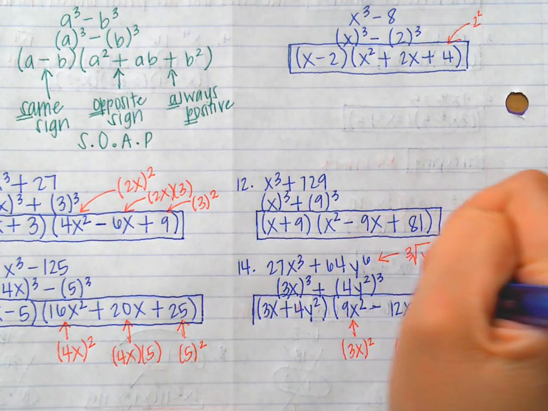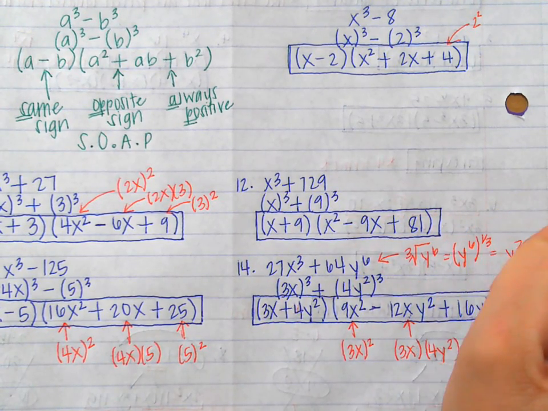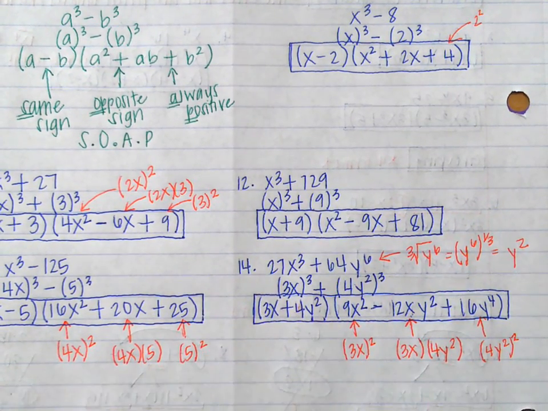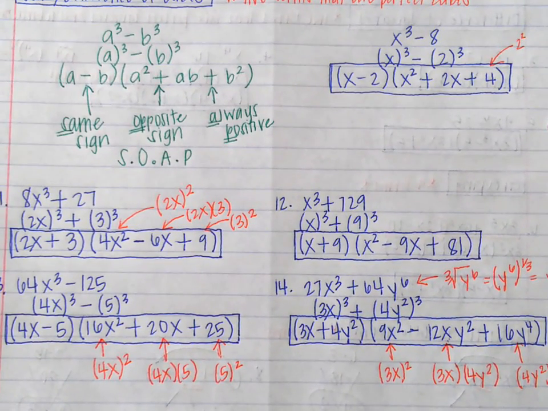And that does it for sum and difference of cubes. So the biggest thing that you need to have remembered is the pattern and the signs. So I use SOAP to remember the signs: same sign, opposite sign, always positive. And then the pattern, honestly, it's the first term, last term, first term squared, first and last term multiplied, last term squared.